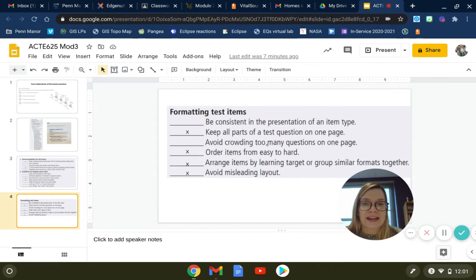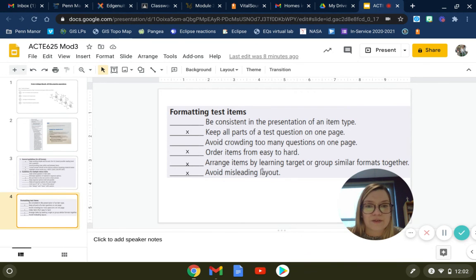And as far as formatting, the parts of the test question are not all on one page. The figure is on a separate page than the question. The difficulty of this question is definitely very, very high, and it's in the middle of the practice test. Also, arranging items by learning target or group formats together: it is arranged by learning format, but it doesn't fit in with the learning format that it is arranged in.